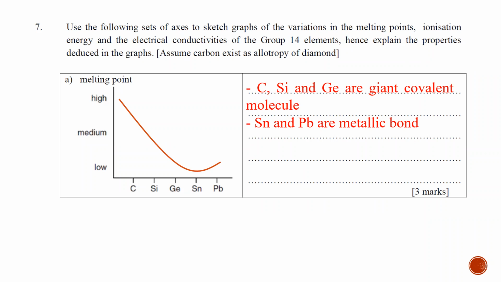cubic close packed, hexagonal close packed structure inside the lead. So it has a greater density than that of the tin. So that is why lead has a higher melting point compared to tin. Okay, so that is for 7A.